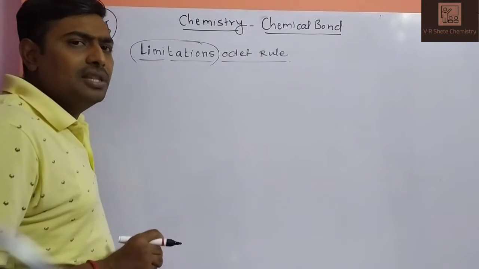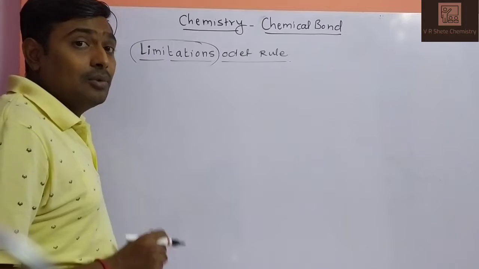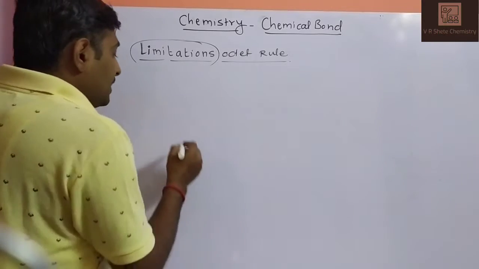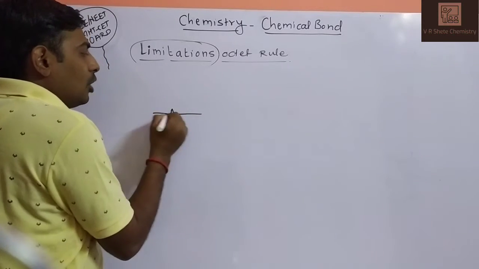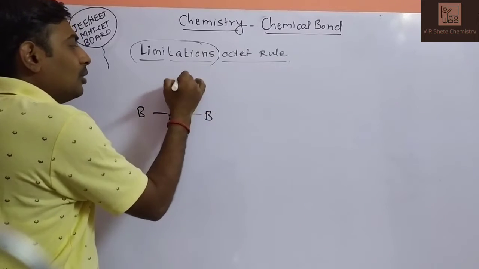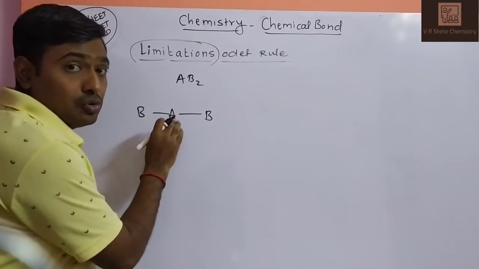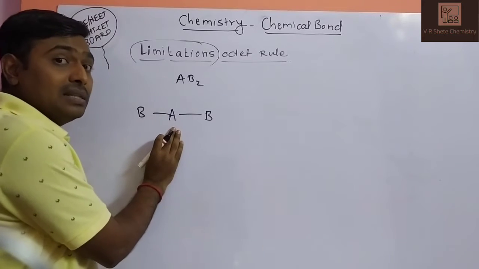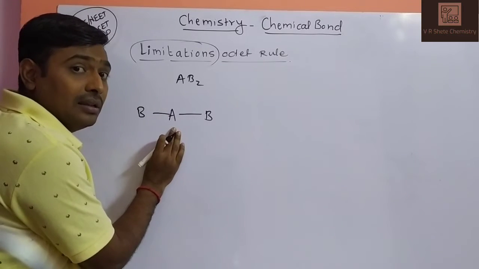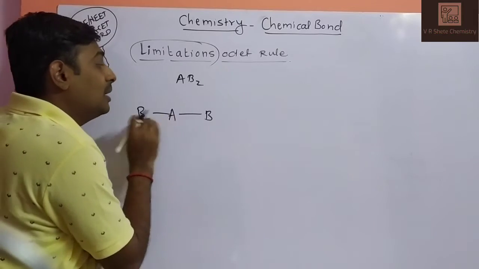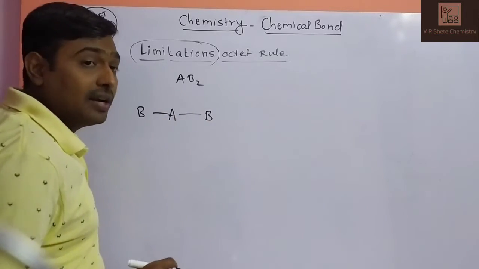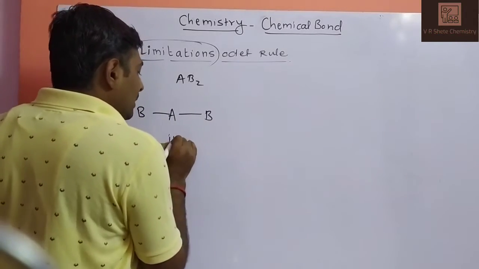There are some molecules in chemistry, if the molecule is AB2 type, in which the central atom is unable to show octet, means it contains fewer than 8 electrons in its valence state, but the periphery atoms contain an octet. This is called incomplete octet.